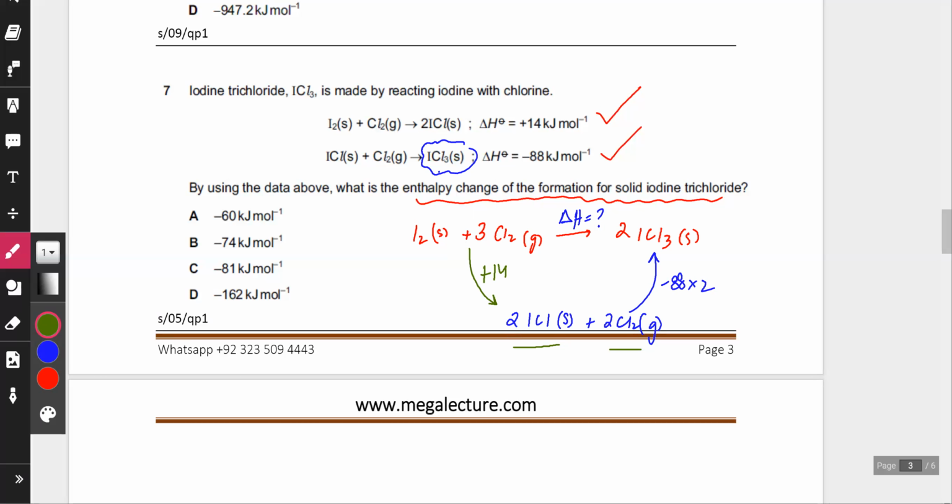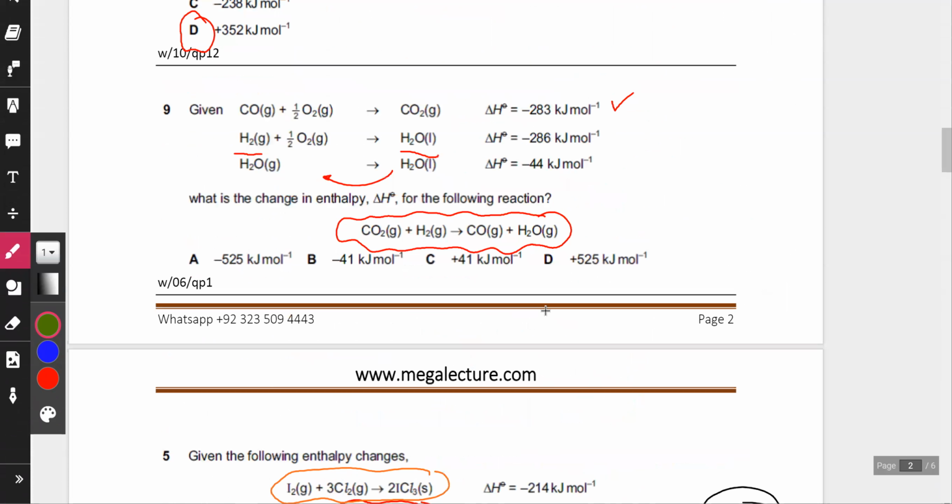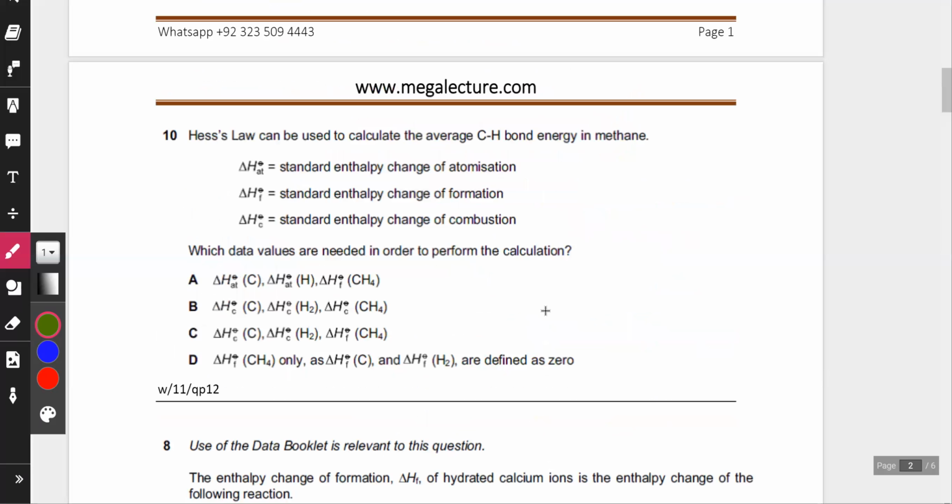So tell me what is the value for the enthalpy change? Minus 162. But I doubled everything, so it should be divided by 2. I forgot to divide it by 2. So it's going to be minus 81, yeah. So this one is minus 81.